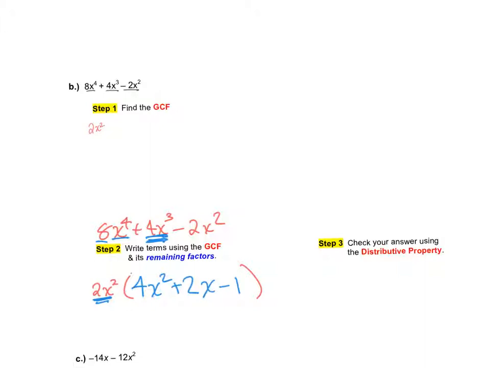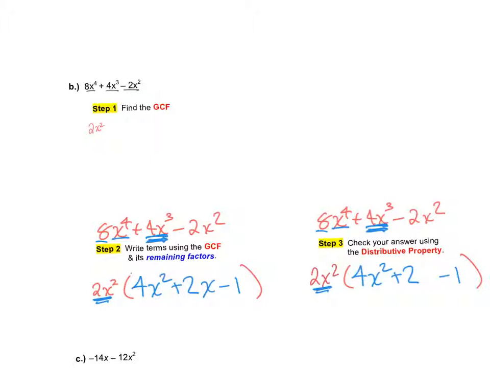And we check our work by taking our factored form that we just did and redistributing it, the 2x squared, to make sure that we get the same answer. So 2x squared times 4x squared is 8x to the 4. So far it's the same. 2x squared times 2x is 4x squared.